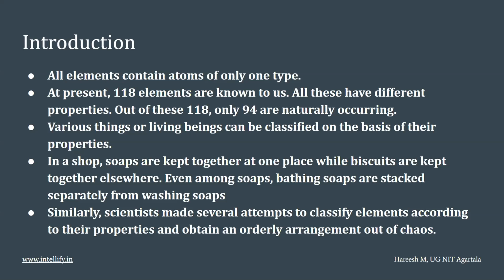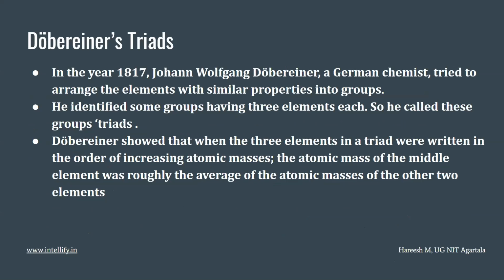Similarly, scientists made several attempts to classify elements according to their properties and obtain an orderly arrangement out of chaos. The first one to do so was Mr. Dobereiner. In the year 1817, Johann Wolfgang Dobereiner, a German chemist, tried to arrange the elements with similar properties into groups. He identified some groups having 3 elements each, so he decided to call these groups triads. That's why they are known as Dobereiner's Triads.